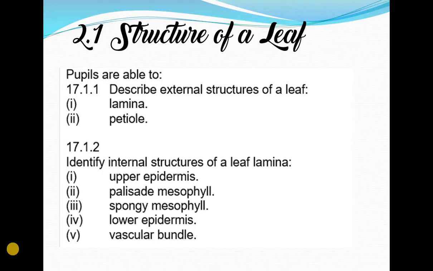For today, we are going to cover 2.1, structure of a leaf. These are the learning standards of this subtopic. Pupils are able to describe the external structures of a leaf, which refer to the lamina and petiole. Second, identify the internal structures of a leaf lamina, which refer to the upper epidermis, palisade mesophyll, spongy mesophyll, lower epidermis, and also the vascular bundle.